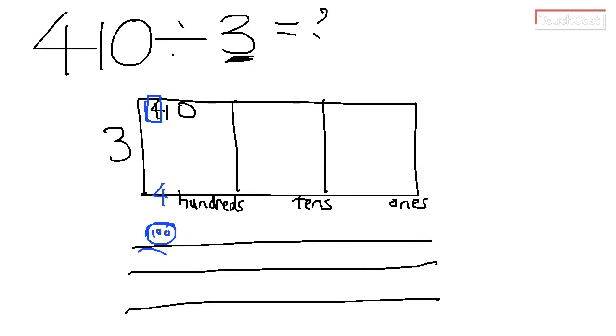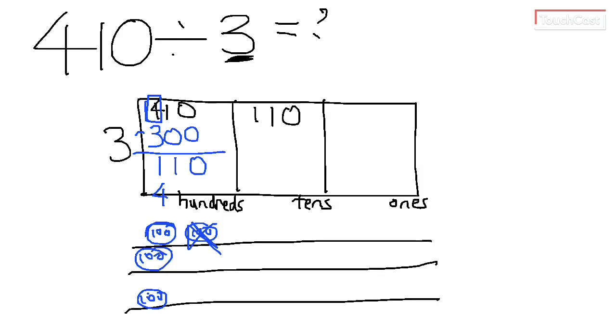100, 200, 300, 400. Did each person get something? Yes. Did they get the same amount? No. This person had 1 extra, so we're going to cross that out. How many hundreds did we actually use? 100, 200, 300. We used up 300, so we can subtract that. 410 minus 300 is 110. Now we're going to move that over to the tens place.